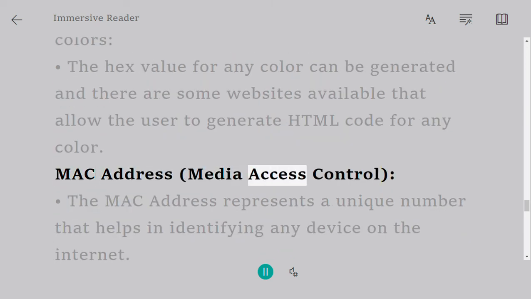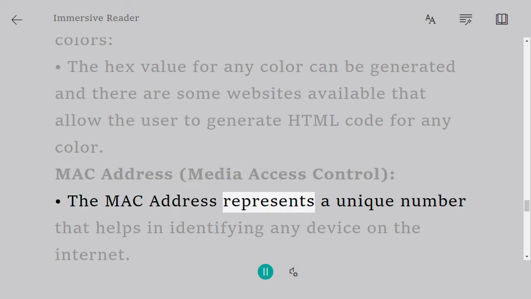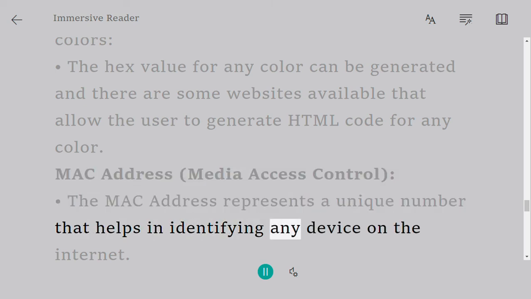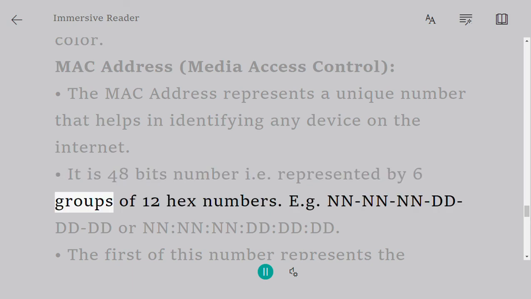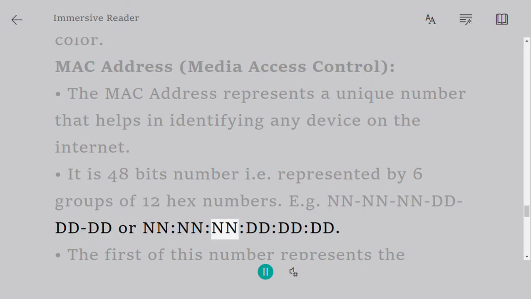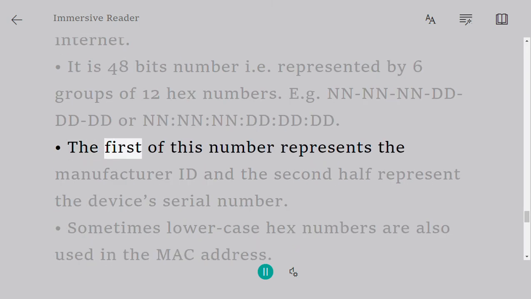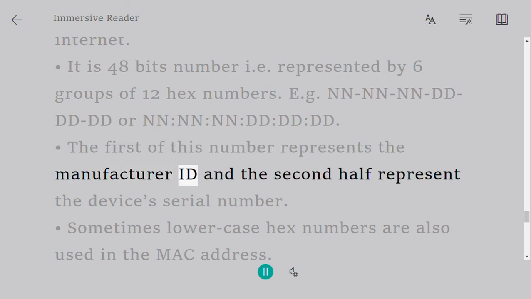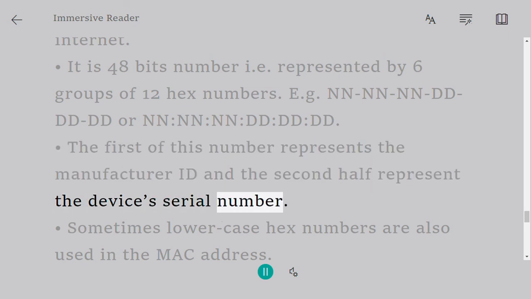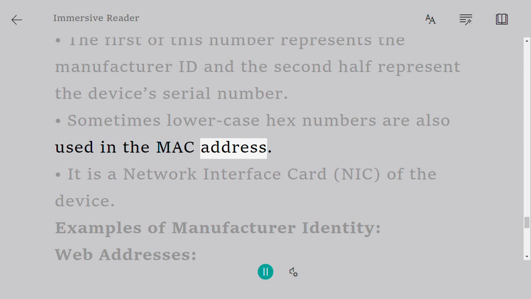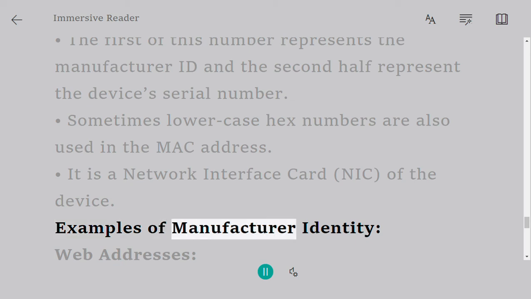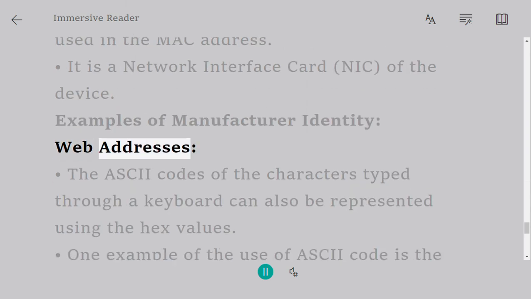MAC address, Media Access Control. The MAC address represents a unique number that helps in identifying any device on the network. It is a 48-bit number, represented by 6 groups of 2 hex digits, 12 hex digits in total. For example, NN-NN-NN-DD-DD-DD. The first half of this number represents the manufacturer ID and the second half represents the device's serial number. Sometimes lowercase hex letters are also used in the MAC address. It belongs to the network interface card, NIC, of the device. Examples of manufacturer identity.